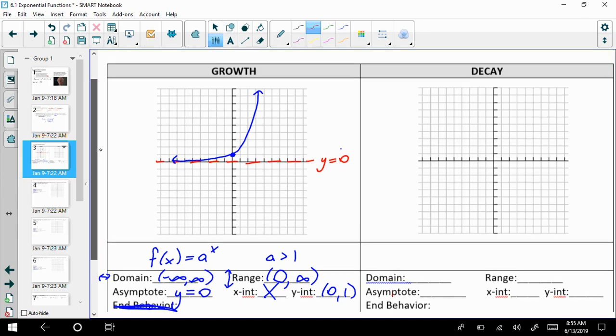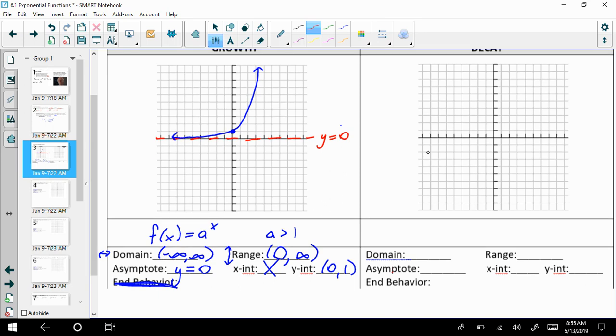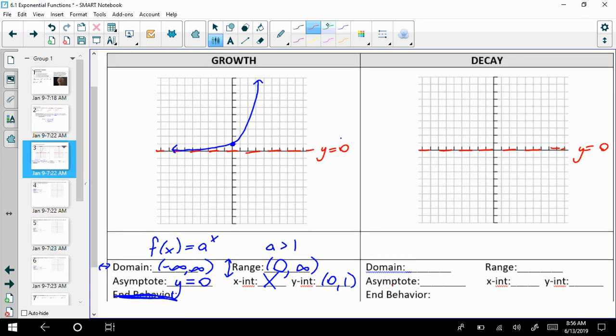The exponential decay graphs do just the opposite, so there's still going to be a horizontal asymptote at y equals 0. And what makes these guys decay instead of growth, for their form, they're still going to be a to the x, but what makes them decay, that a value, my base number, has to be between 0 and 1. So it was growth if a was bigger than 1. It's decay if it's between 0 and 1.